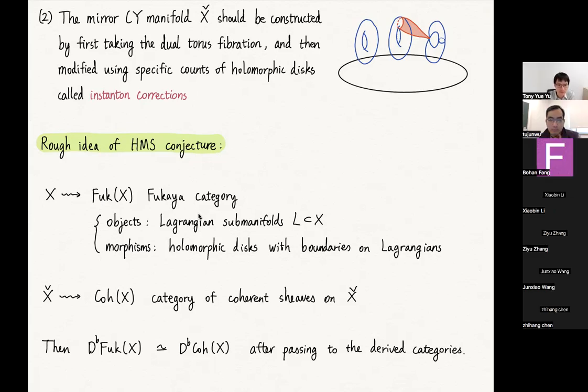One is called the Fukaya category. It's a category whose objects are Lagrangian submanifolds with some decorations, and morphisms are given by holomorphic disks with boundaries on Lagrangians. And for the mirror X check, we consider another invariant, the category of coherent sheaves. Then the homological mirror symmetry conjecture predicts an equivalence of these two categorical invariants after passing to derived categories. So that's the homological mirror symmetry conjecture describing the algebraic invariants of the mirror duality.